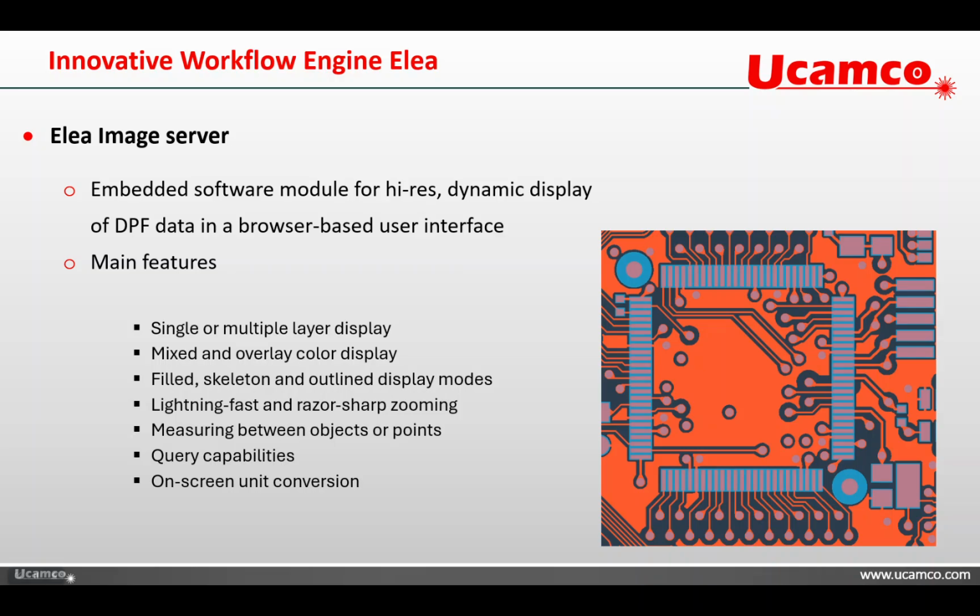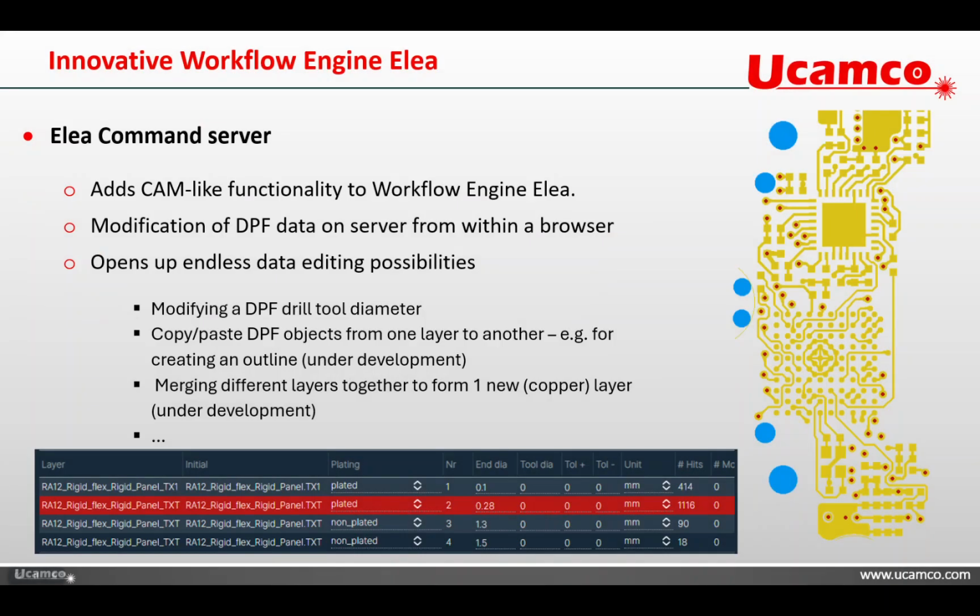What else can you do through this Elea image server? It's measuring between objects or points. It has a built-in query capability, so by hovering your mouse over an object, this module will tell you what D-code this is and what size circle this is and whatnot, and it can do on-screen unit conversion. So that's one big block on the backend that is going to enable part of the functionality of our web or browser-based viewers, JobManager and JobAdjuster.